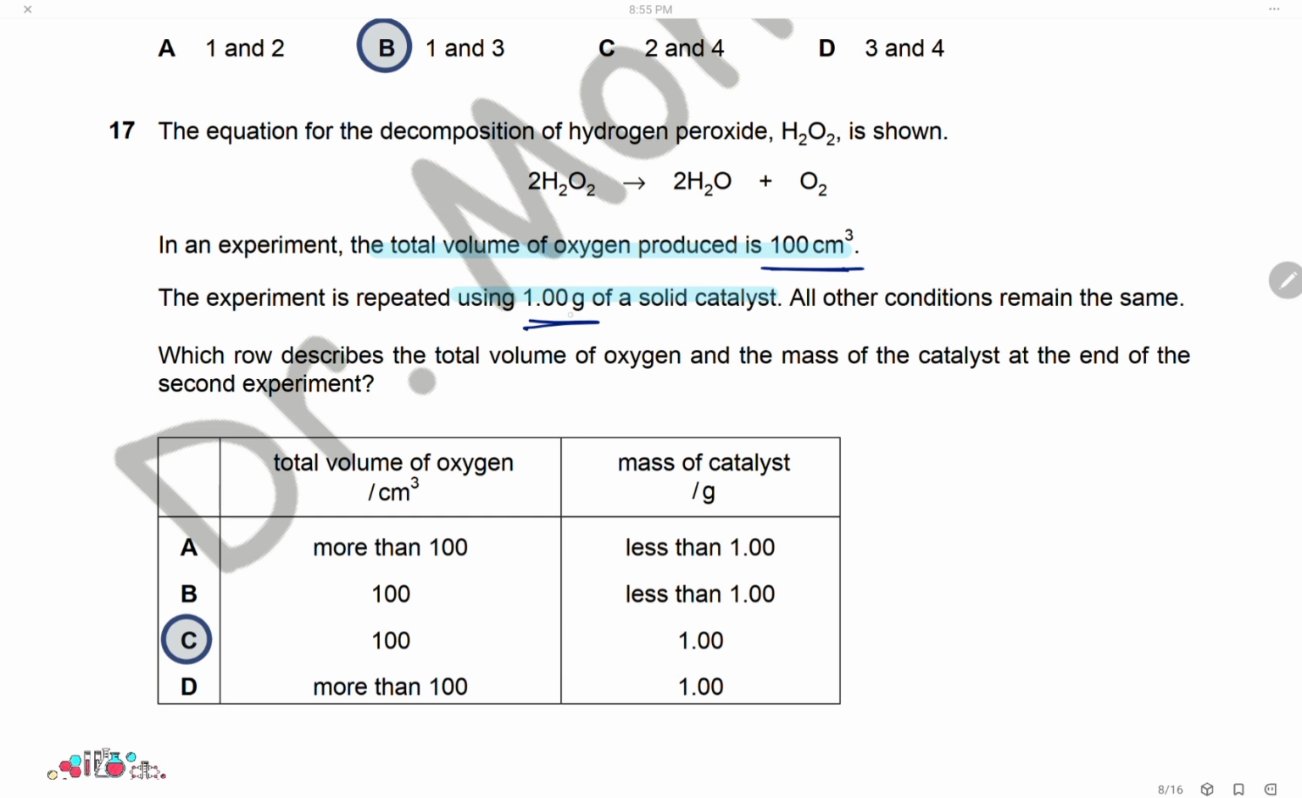Of course, the mass of the catalyst will be the same. Catalyst is not used up during the reaction, so the mass of the catalyst will be the same, 1 gram, and the catalyst has no effect on the amount of the product. So of course we will have at the end also 100 centimeter cube of oxygen. So the volume of oxygen is the same, 100 centimeter cube, and the mass of the catalyst is the same. The answer is C.